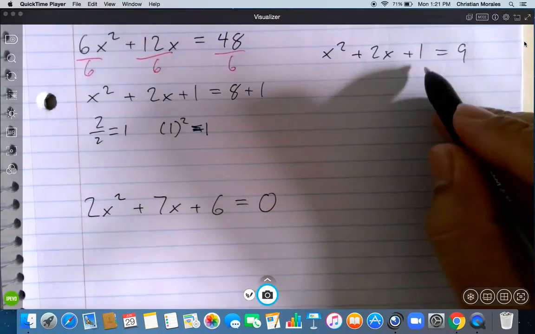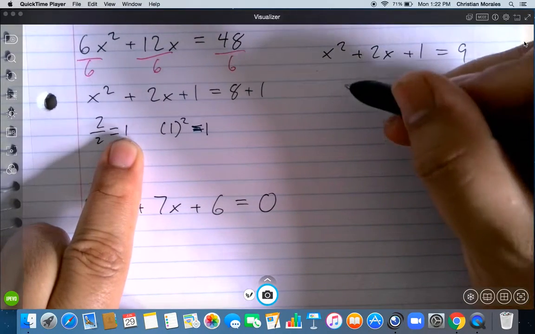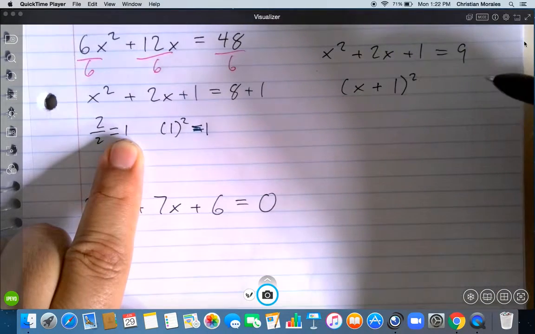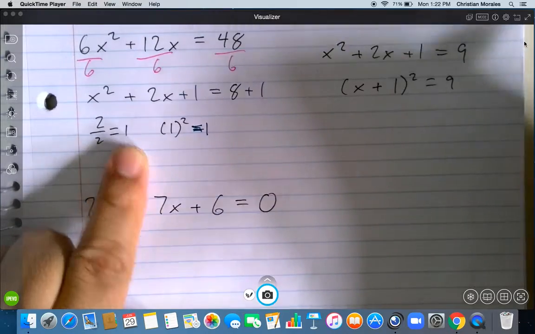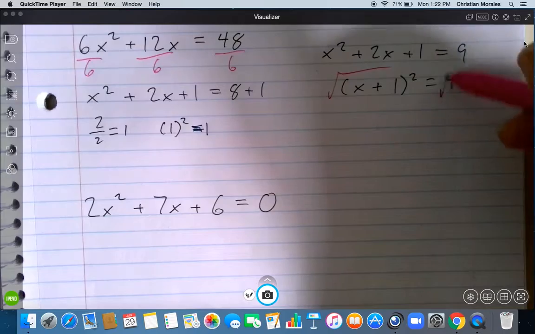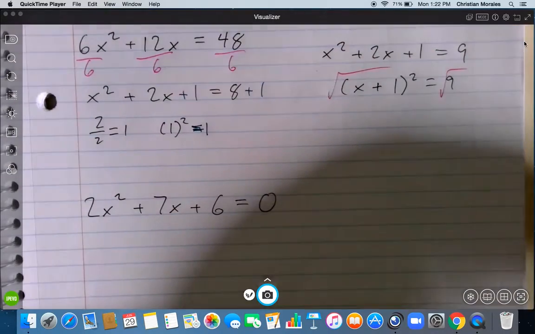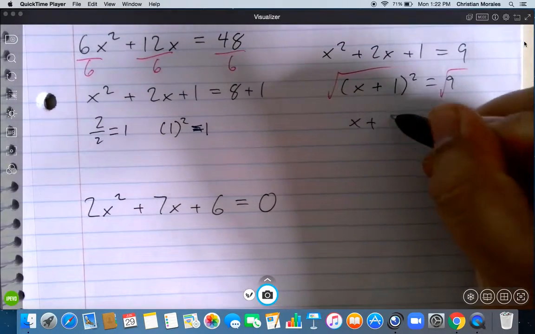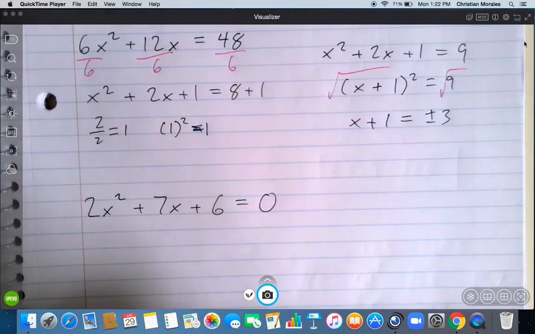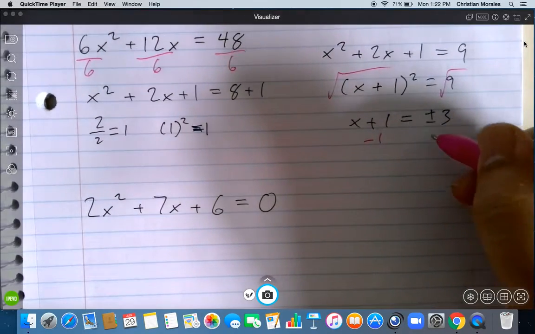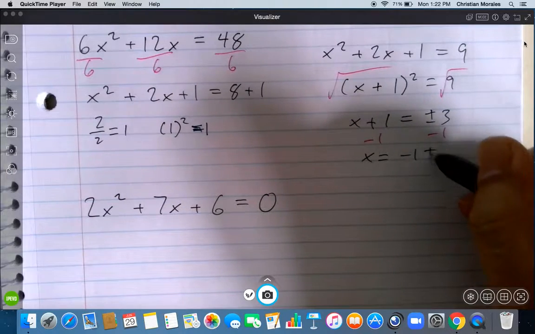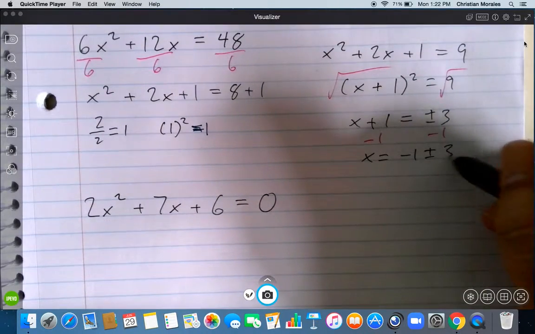We're going to write this as a perfect square. What did you get when you split it in half? 1. So your factored form is that. We're going to solve for x by taking the square root. And we're going to get x plus 1 equals plus or minus 3. Okay, we're going to move the 1 to both sides with inverse operations. You're going to get x equals negative 1 plus or minus 3.